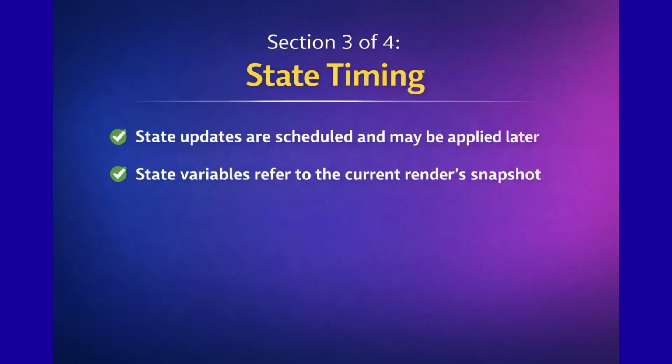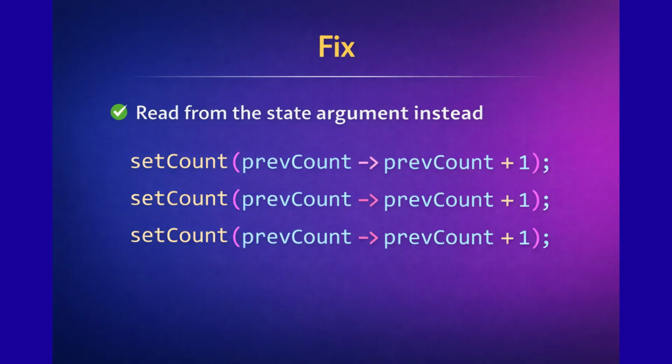Here's the key idea. State updates are scheduled. They are not applied immediately. During a render, state variables always refer to the snapshot taken at the start of that render. That snapshot does not change mid-render. In the broken version, all 3 updates read from the same render snapshot.